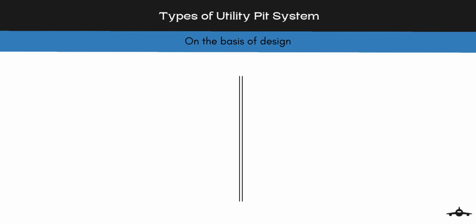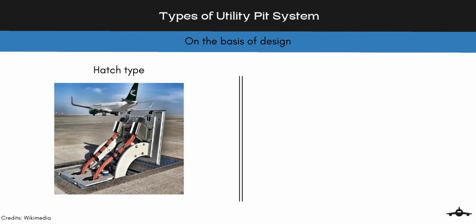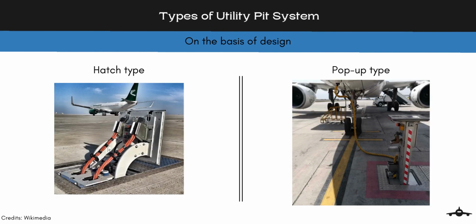Now, there are two main types of this system: the hatch pit system and the pop-up pit system. The main difference is that the pop-up pit system allows you to pull the connectors from the pop-up unit at a comfortable height, whereas the connectors in the hatch pit system are pulled from ground level.